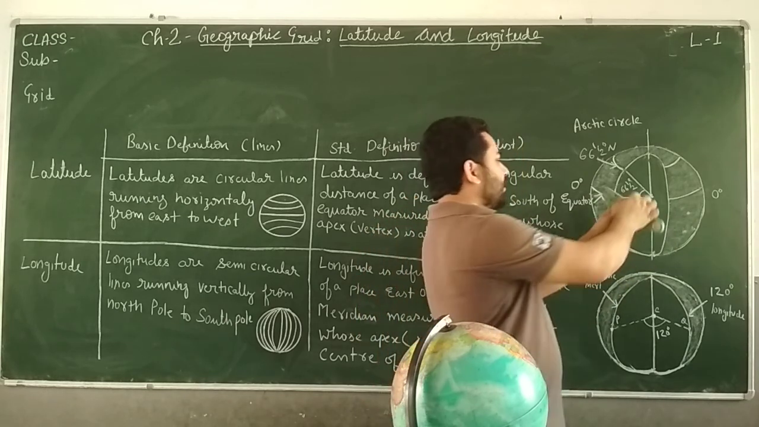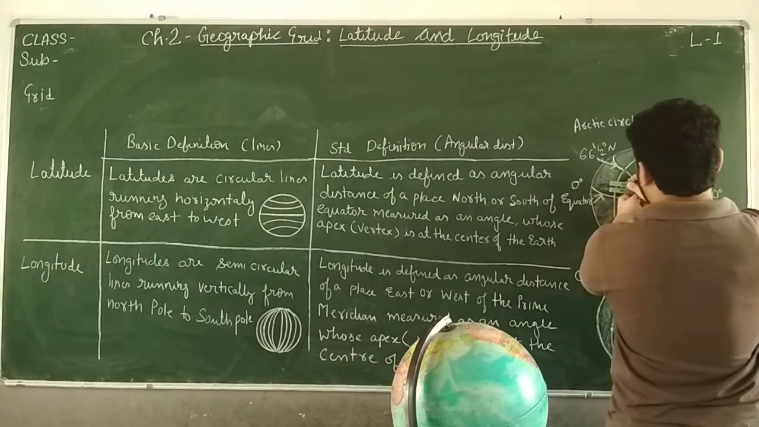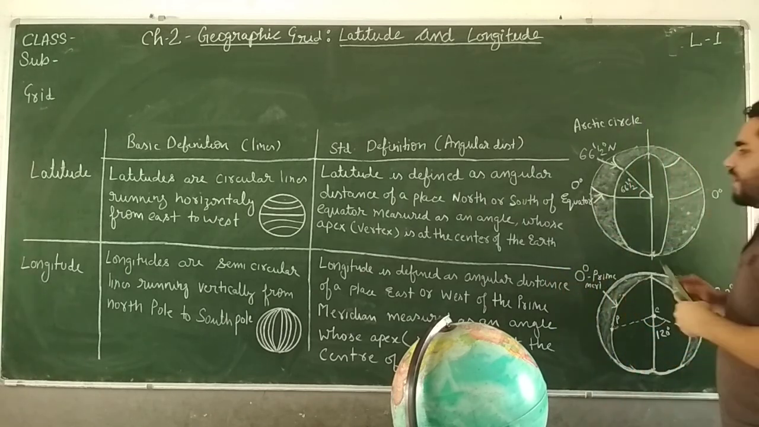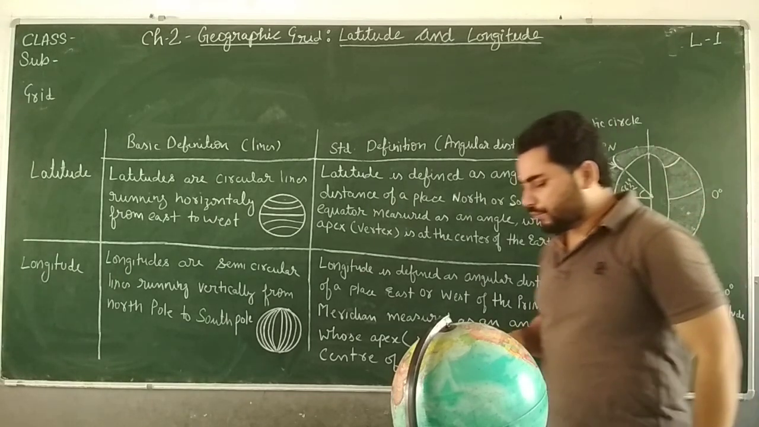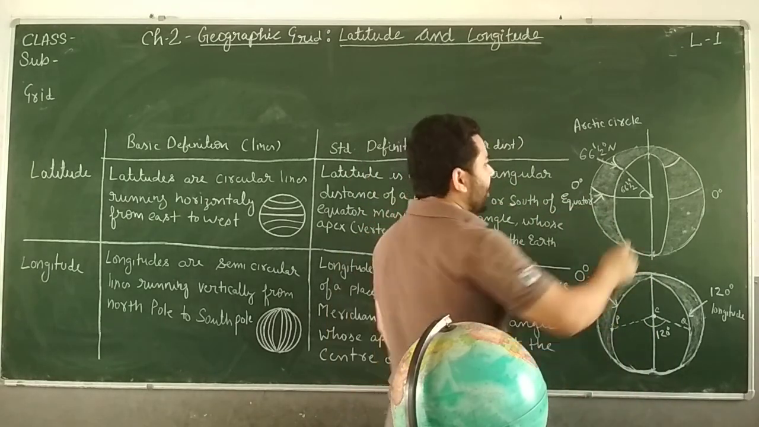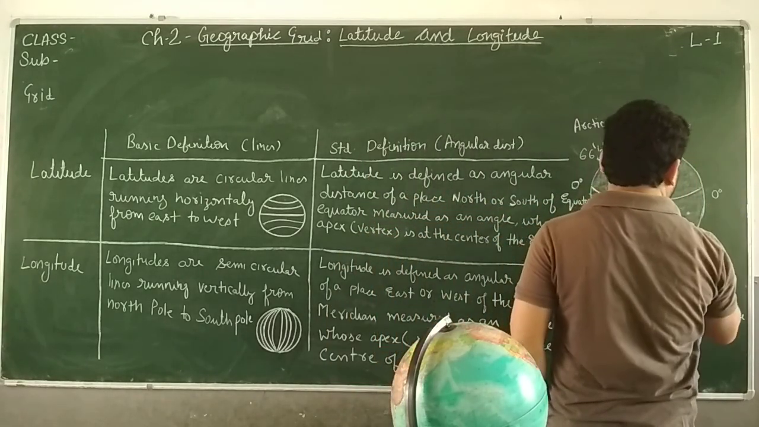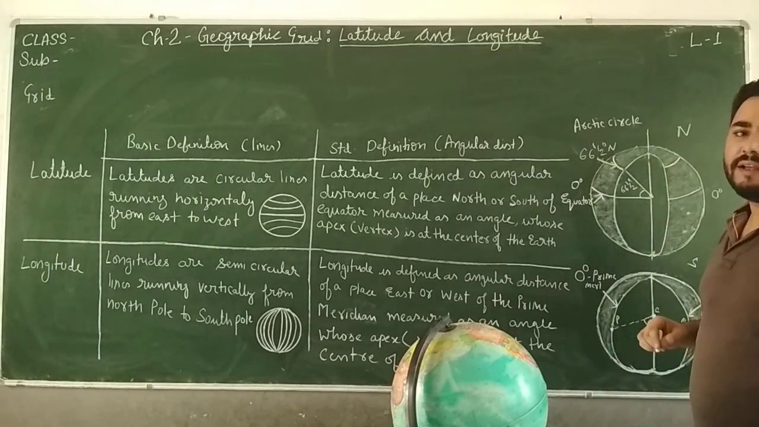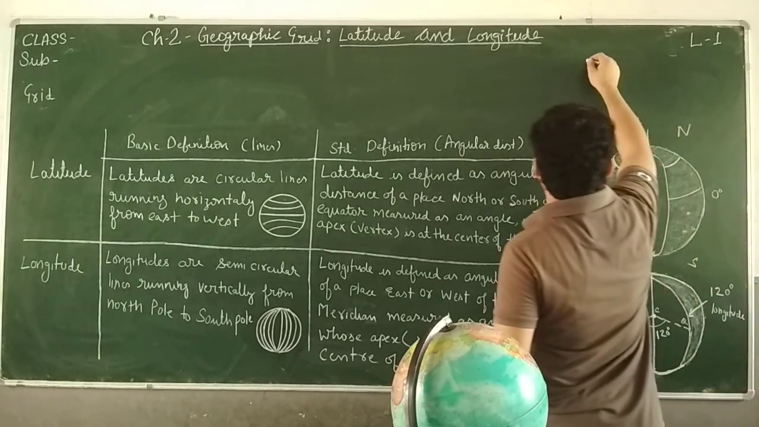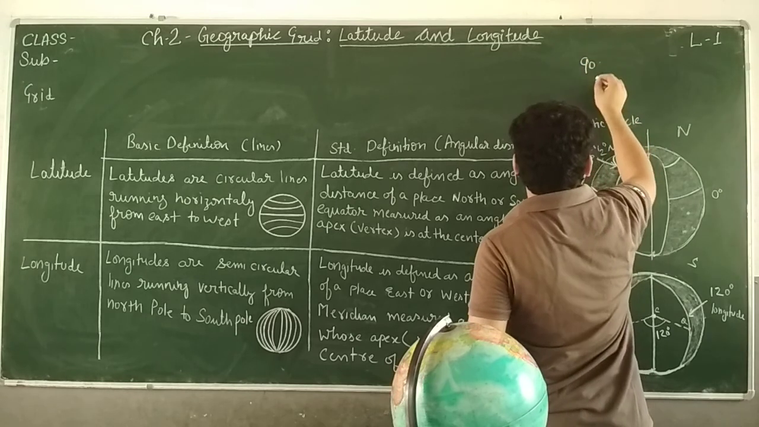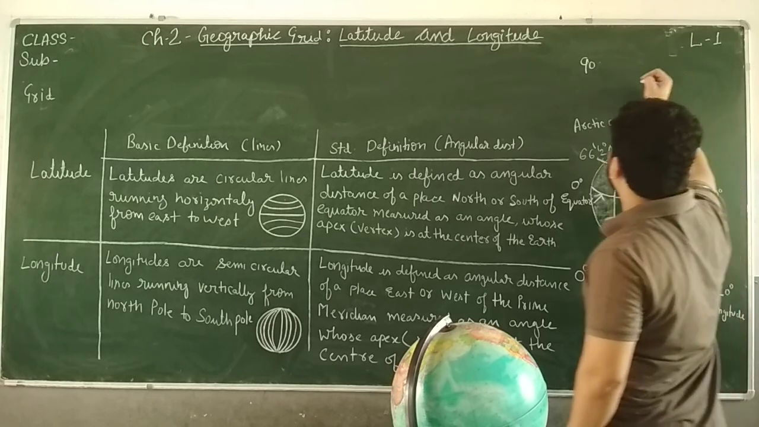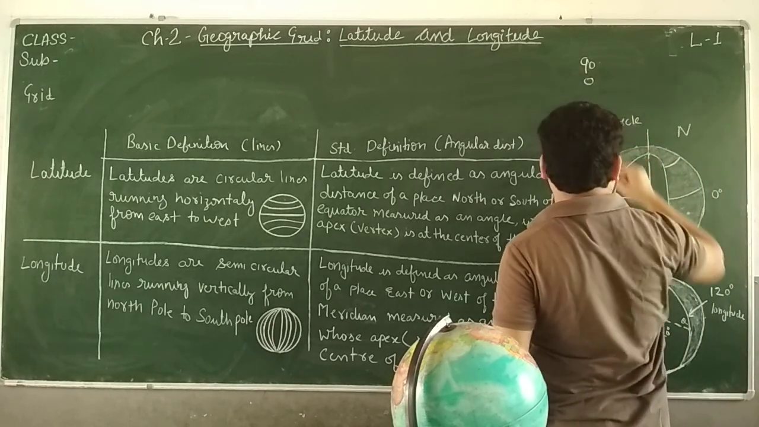And from there we measure the lines, this way: 1 degree, 2 degree, 3 degree, 4 degree, and the maximum line is 90 degree. So we can say that latitudes, this is the northern hemisphere, this is the southern hemisphere, right? And in the northern hemisphere, how many degrees were there? 90 lines were there, 1 degree to 90 degree, right?